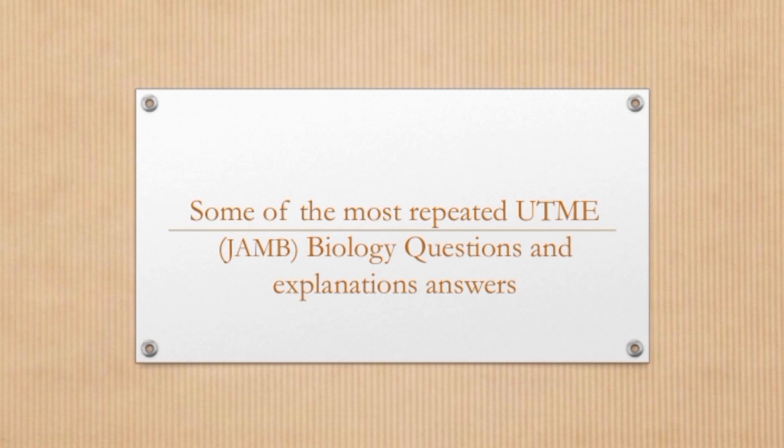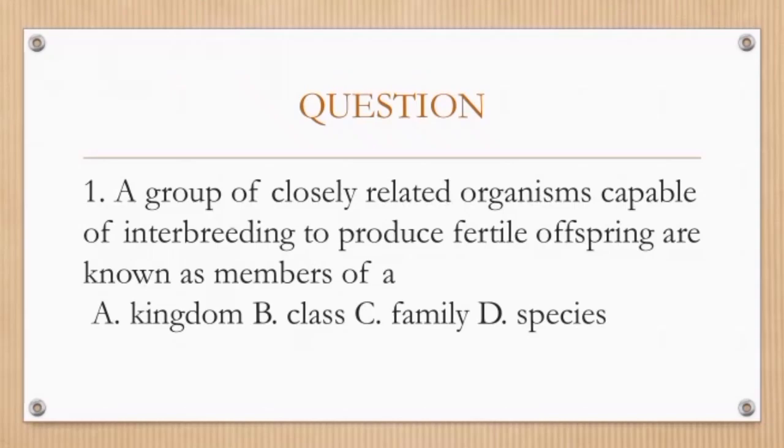So number one question we have here is: closely related organisms capable of interbreeding to produce fertile offspring are known as members of a dash. A, kingdom; B, class; C, family; and D, species. So what is the answer?